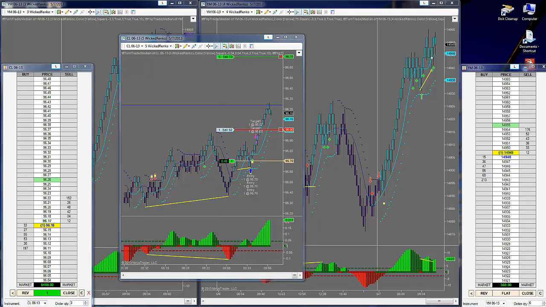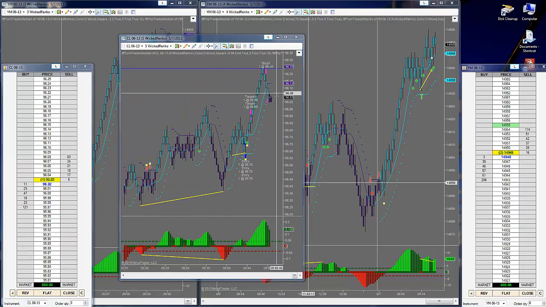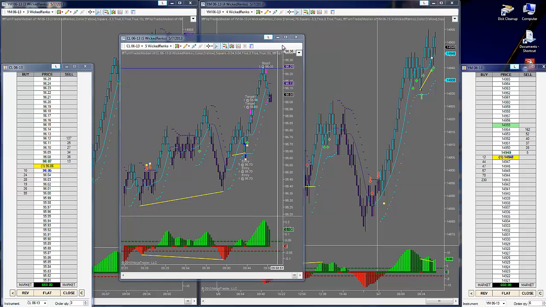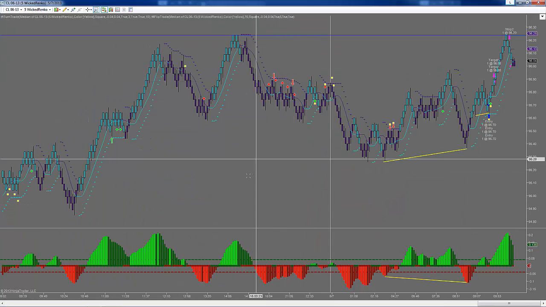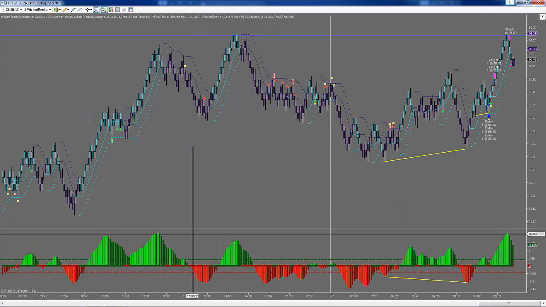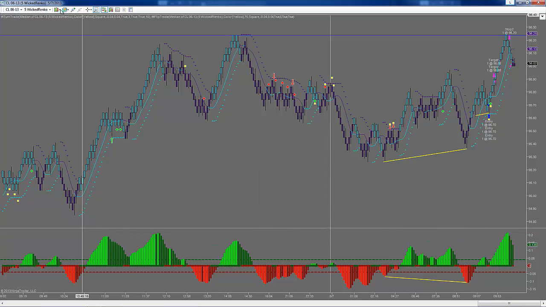Let you know what happens. All right, hit this area, came right back down. So that was an area a lot of people were looking at, the outside-in traders looking to get short. You just see here, it was also in a state of reverse divergence, bearish reverse divergence.